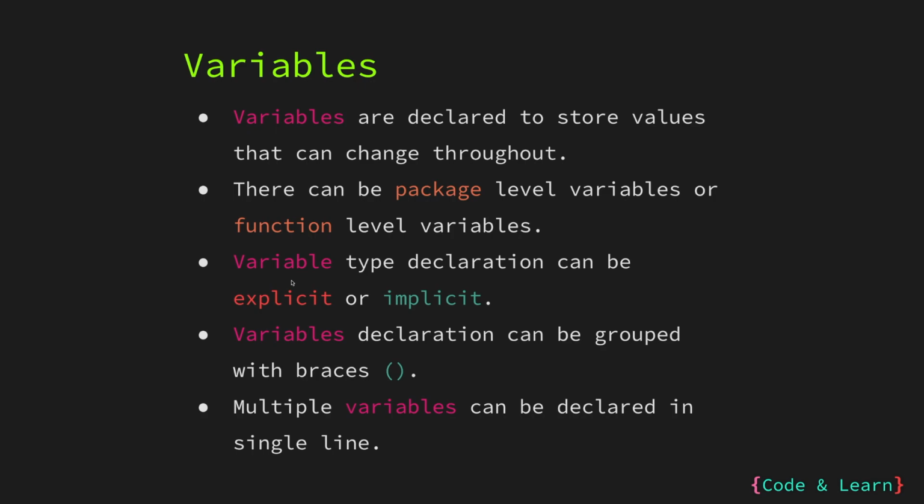Since Go is a strongly typed language, every variable needs to have a type associated with it. There are two ways to associate a type with a variable: explicit and implicit type declaration for variables. Similar variable declarations can be grouped with braces. It is usually done for package level variables. Go also allows declaration of multiple variables on a single line.